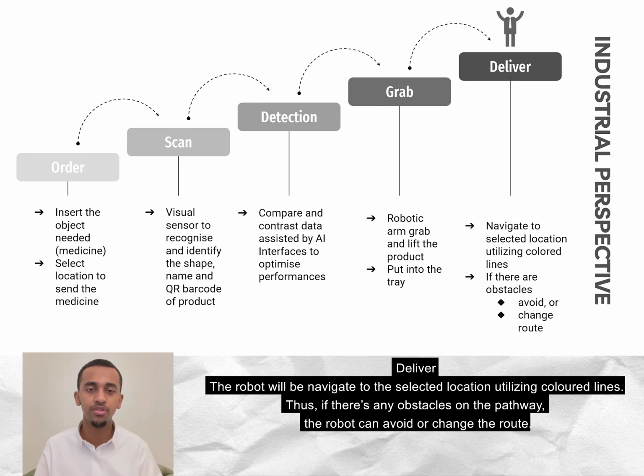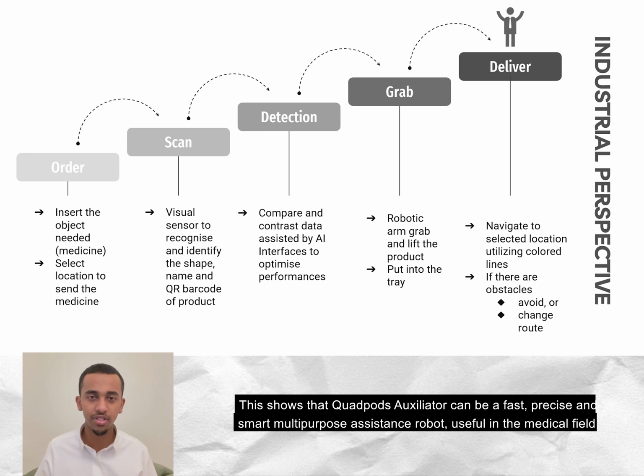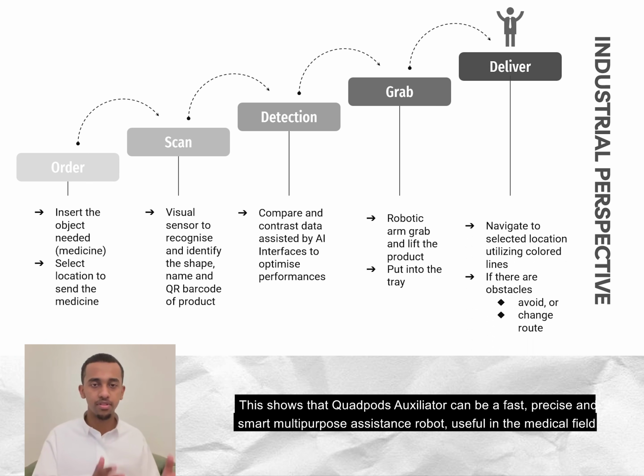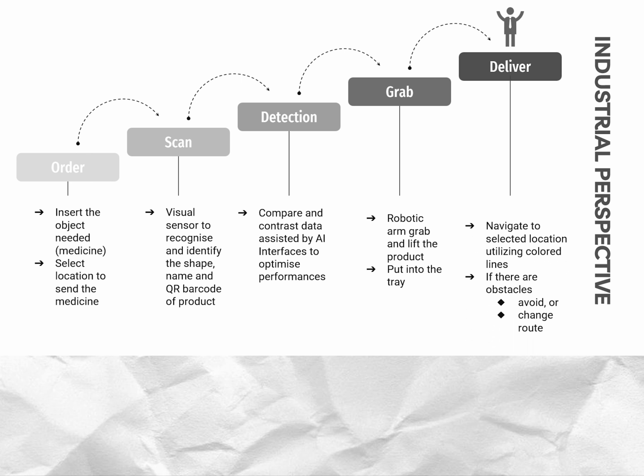Deliver. The robot will navigate to the location using colored lines. Thus, if there are any obstacles on the pathway, the robot can avoid them or change the route. This shows that the Quadpods Auxiliator can be a fast multi-purpose assistance robot, useful in the medical field.